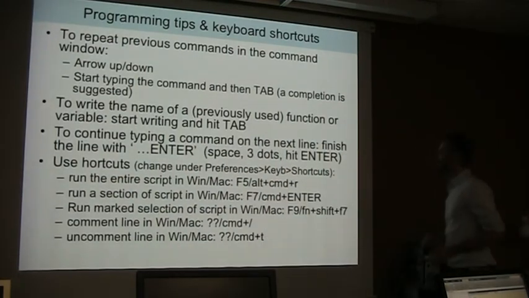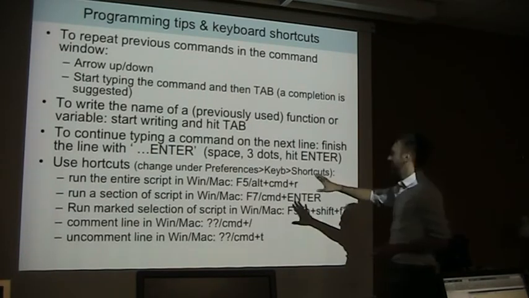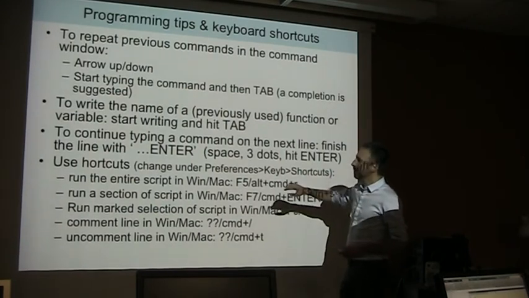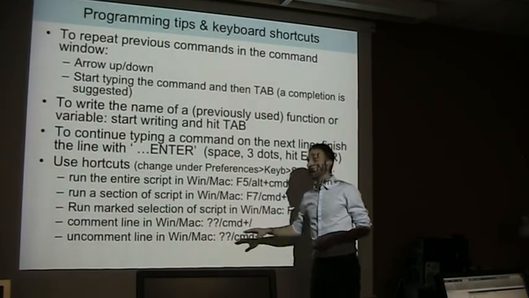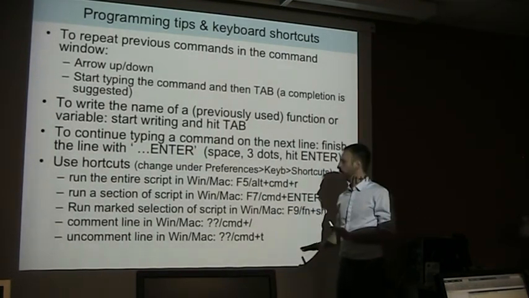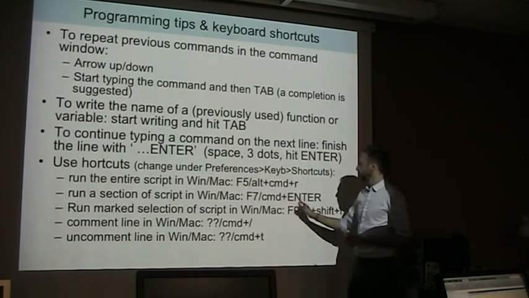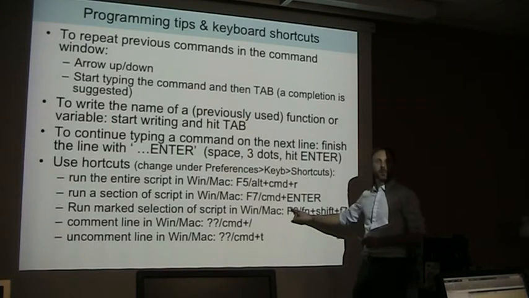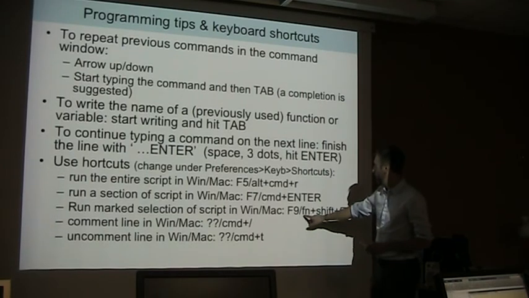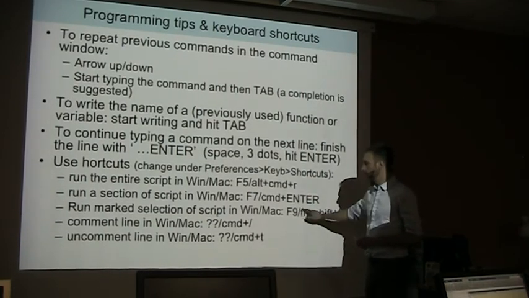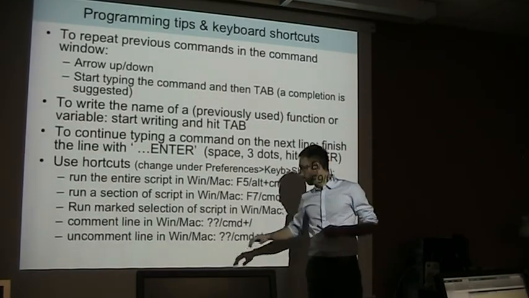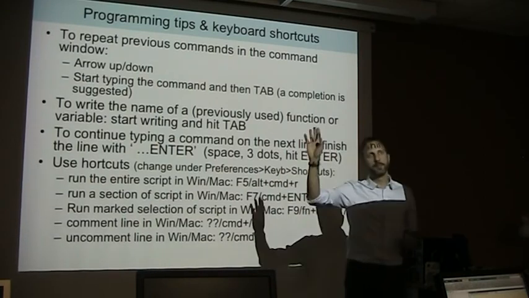So use shortcuts, and you can change the shortcuts under preferences, keyboard shortcuts in Matlab. But here are some of the common ones. They're different depending on whether you're using a Windows machine or a Mac. And I tried to put them, for example, F9 you already use maybe. If you selected parts of the code, type F9. In Matlab it would be this. In Mac it would be this. Also commenting or uncommenting a line or several lines, you can do it automatically.